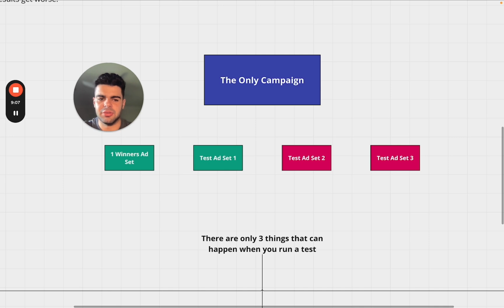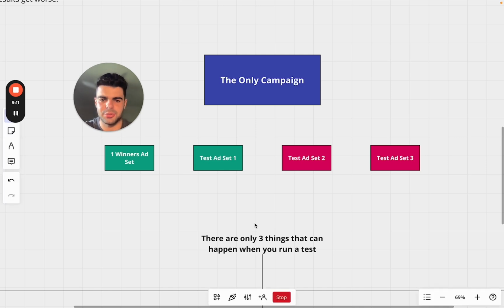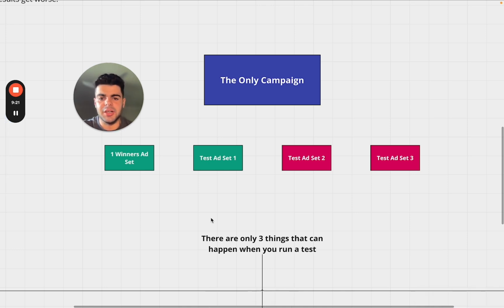Once you give up control and you just admit that Facebook's AI and machine learning is probably better than you at managing ad budgets, you can confidently test like this and you can slowly turn your campaign into a more scientific testing ground. But yeah, I hope this helps you understand the importance of trusting Facebook and why testing campaigns aren't really necessary anymore.